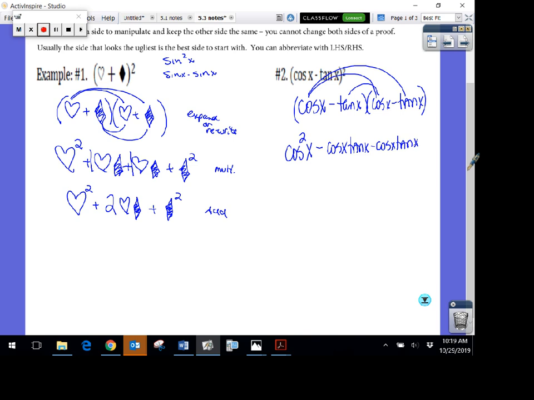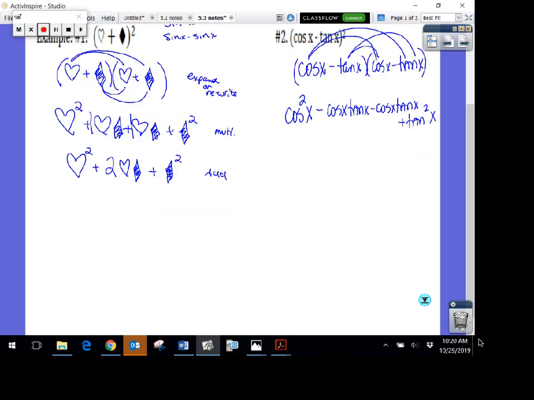That order does not matter. Tan cosine, cosine tan, whatever order you want to write it in. I would suggest keeping it in the same order so you recognize they're like terms. But even if they're flip-flop, they're still like terms. And then negative tangent times negative tangent is plus tangent squared x. All right, so that leaves me with cosine squared x minus 2 cosine x tangent x plus tangent squared x.